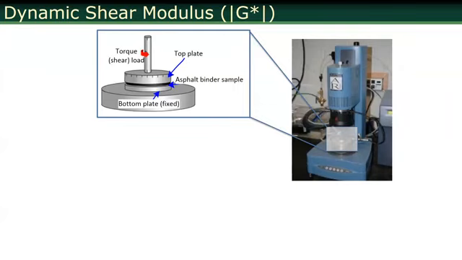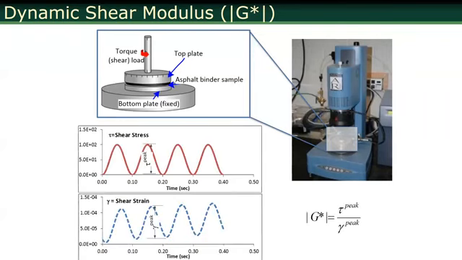So a cyclic torque is applied and cyclic strain is measured, or cyclic strain is applied and cyclic stress is measured, eventually either one of them. Then we calculate the parameter G star, which is the peak stress divided by peak strain.